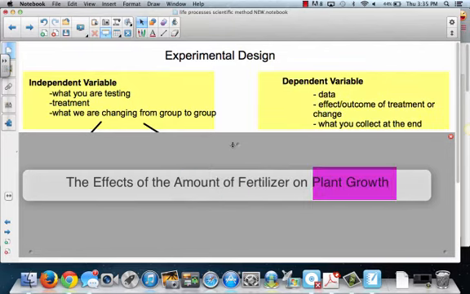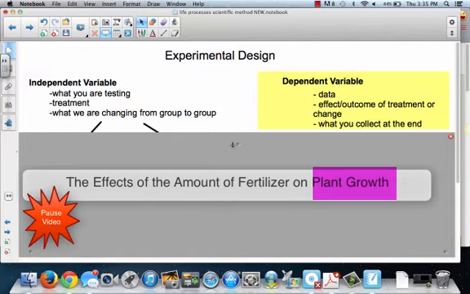The dependent variable is the outcome of that treatment. It is the data that you collect at the end. It's the effect or the outcome of the treatment or change that you've done. And it's again what you collect at the end. I want you to pause the video and write down these two lists.